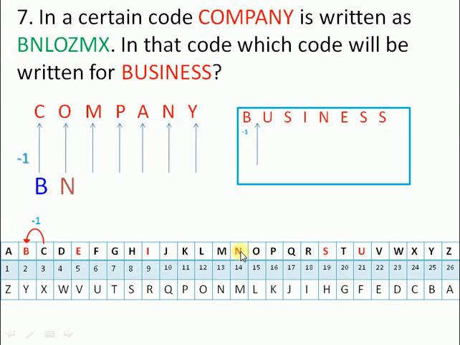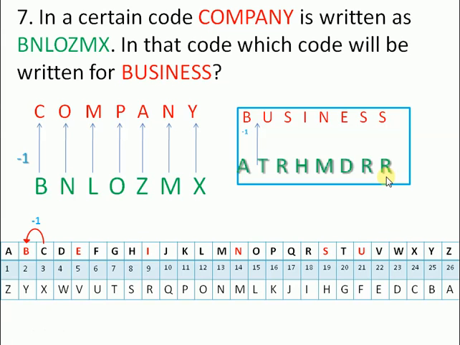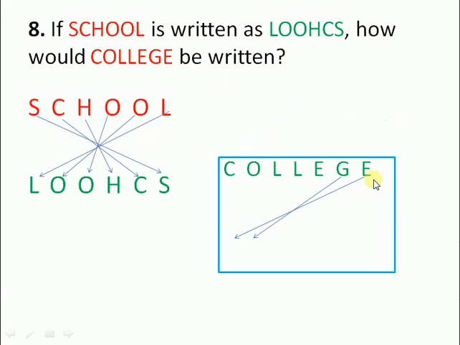O is turned to N. M is turning to L. P is turning to O. A is turning to Z. N is turning to M and Y is turning to X. So when we apply the same technique to BUSINESS, B is turning to A, and in that way you will get the answer, ATRHMDRR. So just skipping backward once.